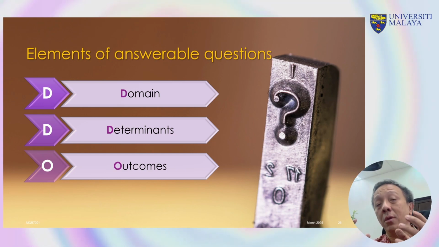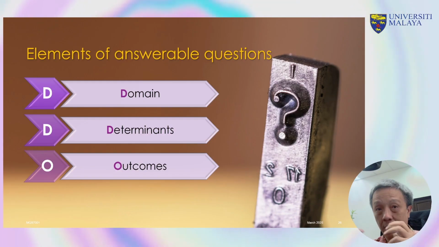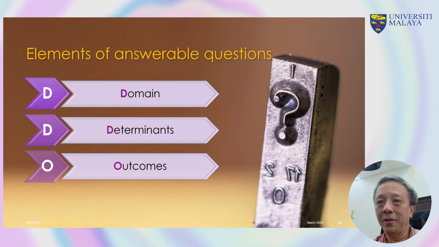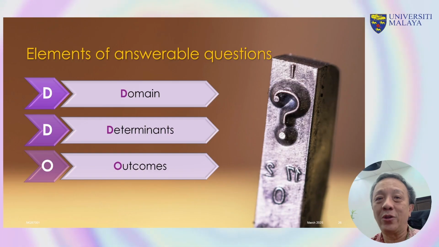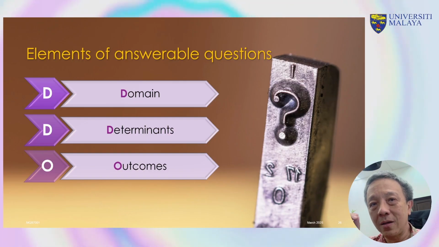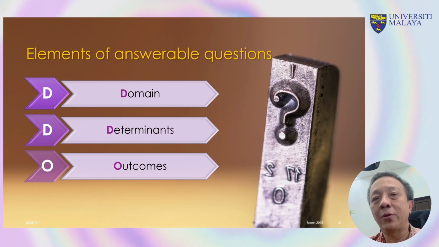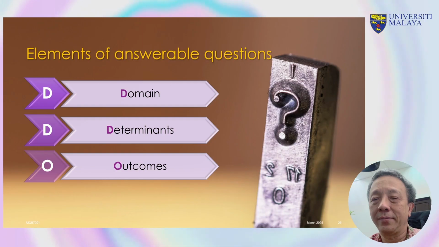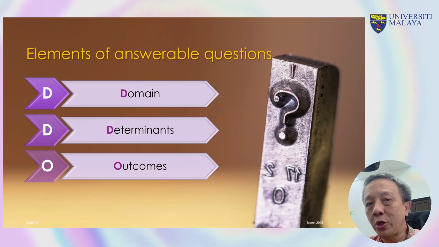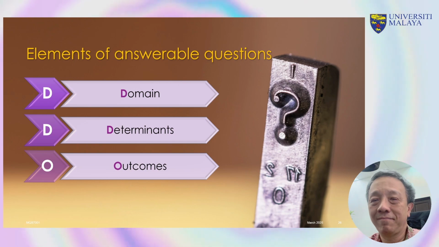So the determinants or the exposure can be an intervention, which is an exposure, all right? Or determinants, which is an intervention, is also a determinant. So no matter how you look at it, how you do it, what acronym you want to use, it comes back to the same basic thing. Population, exposure, and outcome.